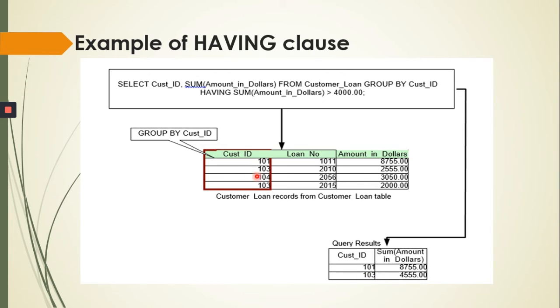Now for 104, the amount is 3050. It is less than 4000, so it will not appear over here. If we use only group by till here, then 104 will be in the output. But now we are selecting some rows, and for selecting rows we are giving a condition: sum of amount in dollar greater than 4,000.